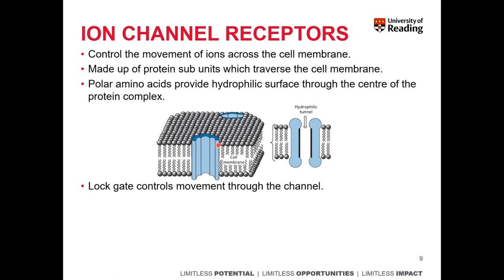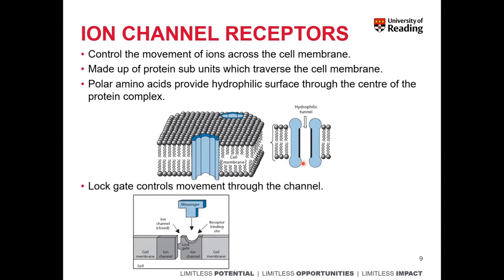Now inside this ion channel we have a hydrophilic region. So you can see this here. We have a hydrophilic tunnel that allows ions with a charge to move through the center of this protein complex. Now a lock gate controls movement through the channel. And so here we have a messenger molecule which can bind to our ion channel. Now our ion channel without the messenger molecule is closed, so this lock gate prevents ions from either exiting the cell or entering the cell.